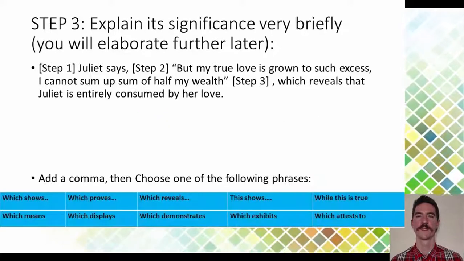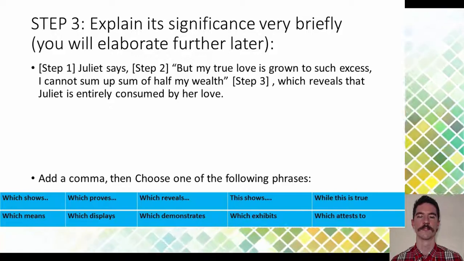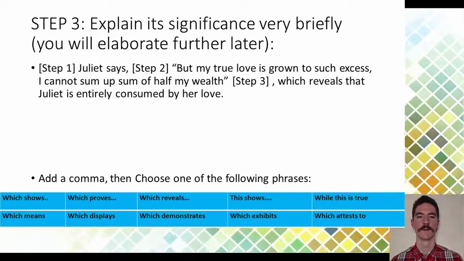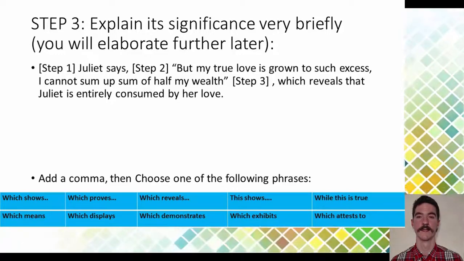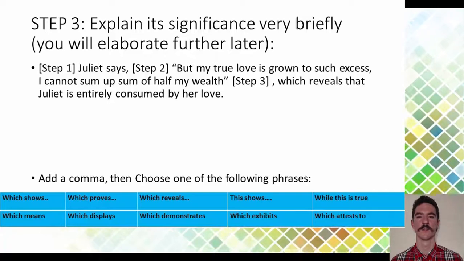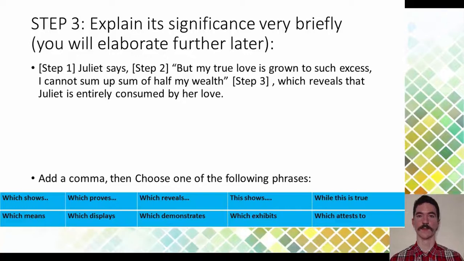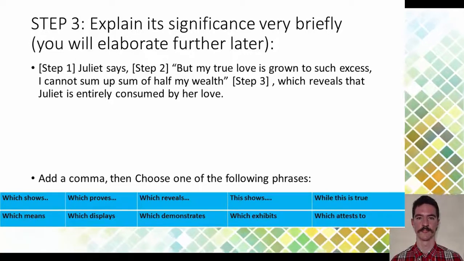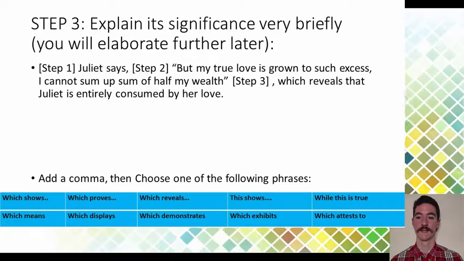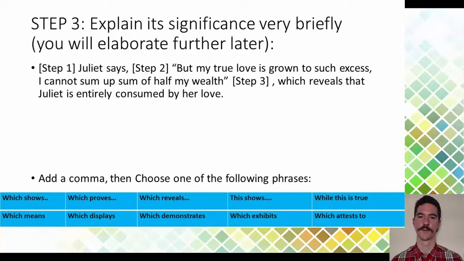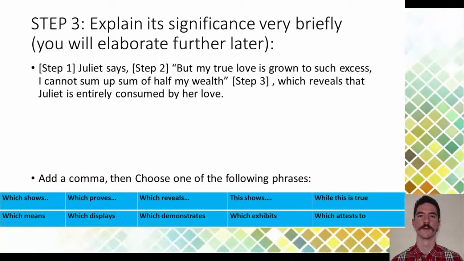Step 3, you need to explain its significance very briefly, and then you will elaborate further later on. So from step 1 again we have Juliet and the verb says, comma, the quote itself, and in step 3 we add another comma, which reveals that Juliet is entirely consumed by her love. And the reason we got this is we did what it says below, which is add a comma, then choose one of the following phrases, such as which shows, which proves, which reveals, which demonstrates, this shows, while this is true, which attests to, which is showing the way that the quote impacts on your opinion that you're putting forward in your essay.